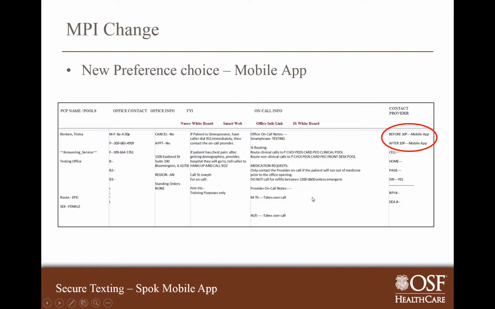So this is the only time we're actually going to touch base on MPI. There's going to be a new preference choice called the mobile app. We're going to look at some things live, but again, we're not going to be looking at MPI. In a real world scenario, you'll see a little bit of the top and the bottom providers on either side, and that's going to have some of their information for cell phone, and we don't want to share that.